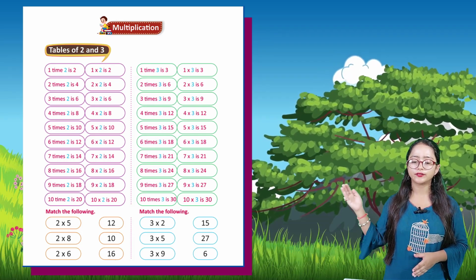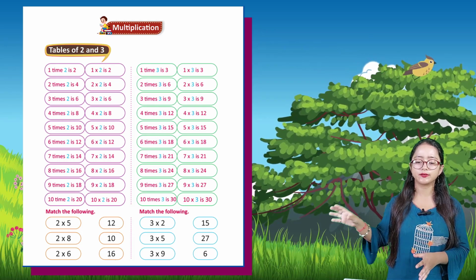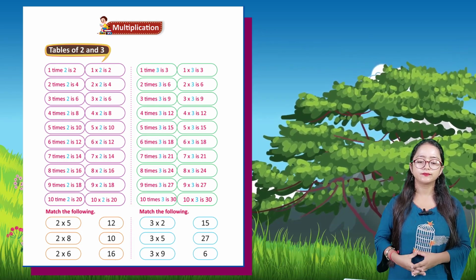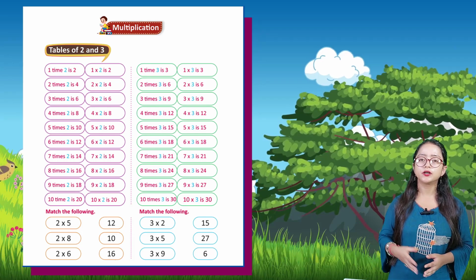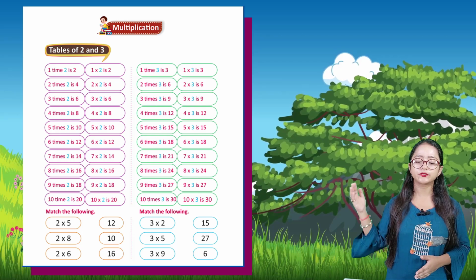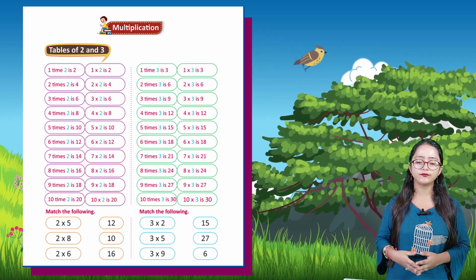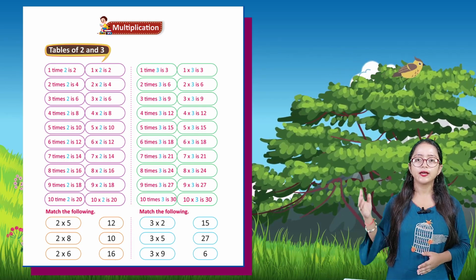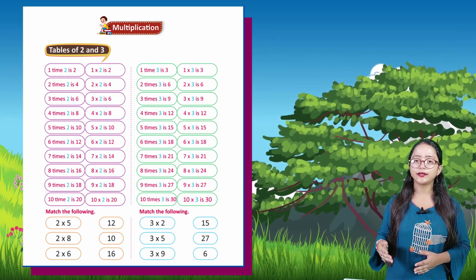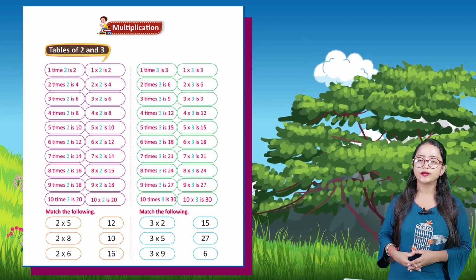Now students, turn the page and the next topic is multiplication, tables of 2 and 3. So we're going to read the first one, that is the table of 2. 1 times 2 is 2. 2 times 2 is 4. 3 times 2 is 6. 4 times 2 is 8. 5 times 2 is 10. 6 times 2 is 12. 7 times 2 is 14. 8 times 2 is 16. 9 times 2 is 18. 10 times 2 is 20. You can read like this also.